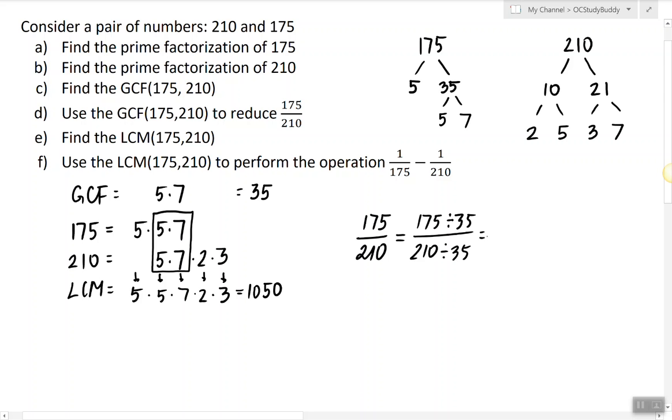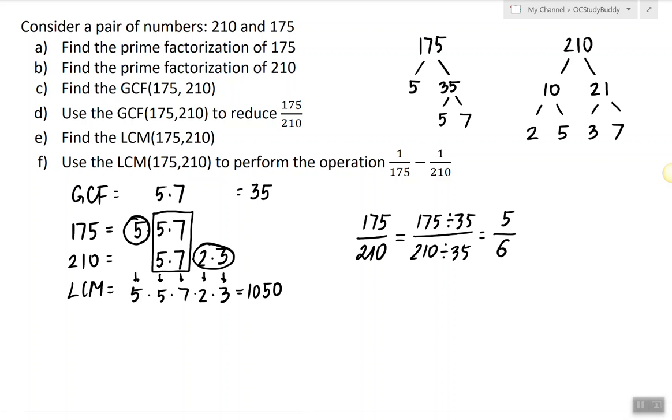Well, the good news is that I don't actually have to divide, because 175 divided by 35 is basically taking away 5 and 7 from the prime factorization of 175. And when I take 5 and 7 from the prime factorization of 175, I have 5 left. So 175 divided by 35 is 5. And when I take 35 away from the factorization of 210, I will have 2 times 3 left, which is 6. So 175 over 210 is the same as 5/6.